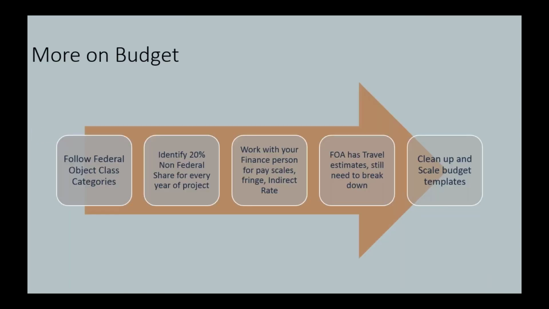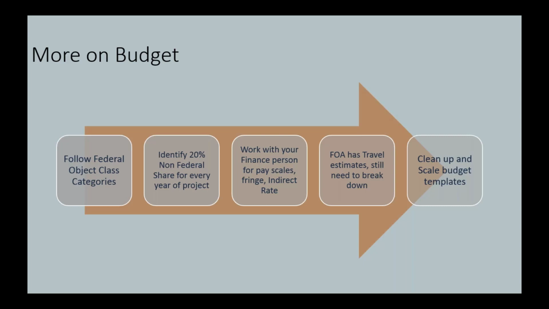And just to give you some more tips, I believe I've already hit on these, but I'm going to remind you again. Follow the federal object class categories. Some applicants kind of throw in their own, whatever they use for their own accounting. Really, you're requesting money from A&A, so use whatever they tell you to. You follow their budget class categories for your submission. You need to identify the 20% of the non-federal share for every project year.